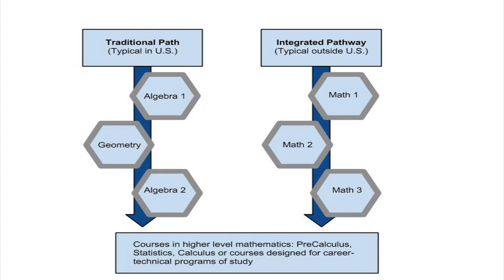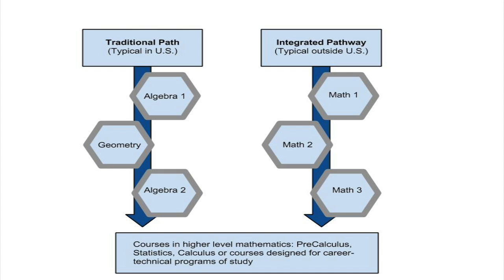On the left is an approach typically seen in the United States. The traditional path consists of 2 algebra courses and a geometry course, with some data, probability, and statistics included in each course. On the right is an approach typically seen internationally and used by a number of countries that outperform the U.S. in standardized testing.